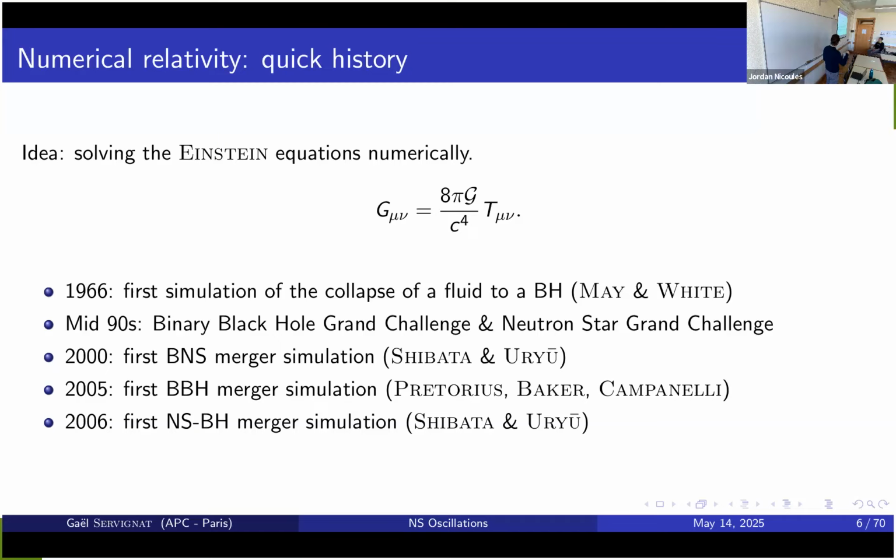There was a lot of effort done in the past decades, and we went from just simulating a spherically symmetric fluid collapse to a black hole in the 60s to the first binary neutron star, then binary black hole, and neutron star black hole mergers in the 2000s. And this has been permitted by several things. I'm not going to go into the details of this, but I'm going to introduce shortly after the hydrodynamics of these waves. My expertise is in the neutron star side of this.